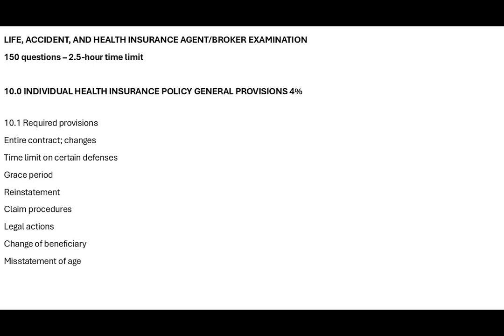So you can see this one is for the life, accident and health agent. It is 150 questions, 2.5 hours. They're telling you how long. This is their section on individual health insurance policies. Only 4%. That shouldn't be taking up a lot of your study time, but you still need to know all of these things here. So it gives you a really good breakdown on what to study for.